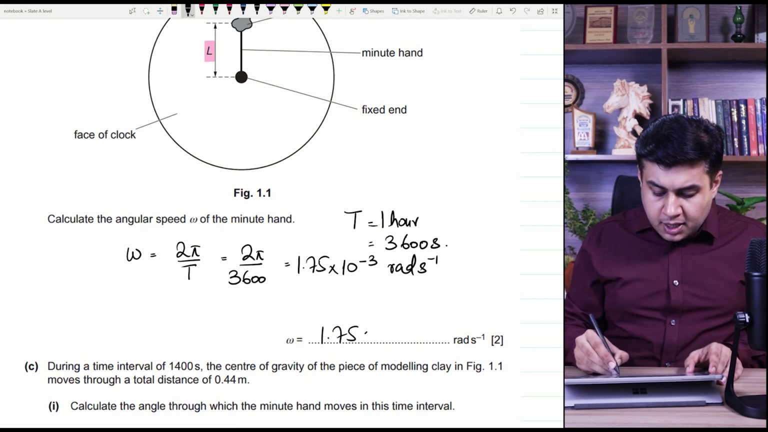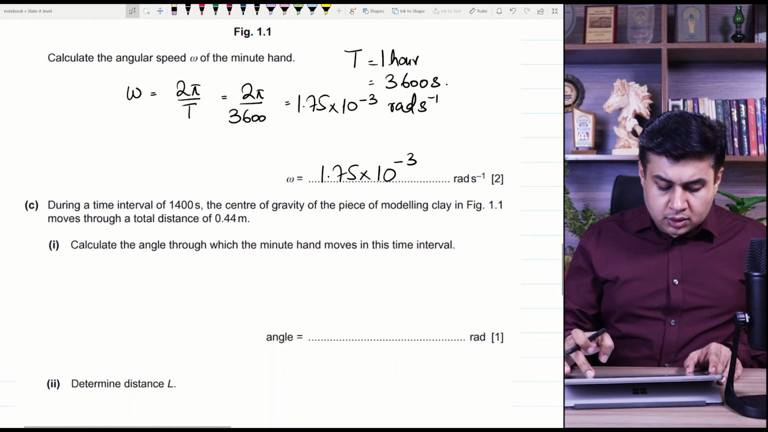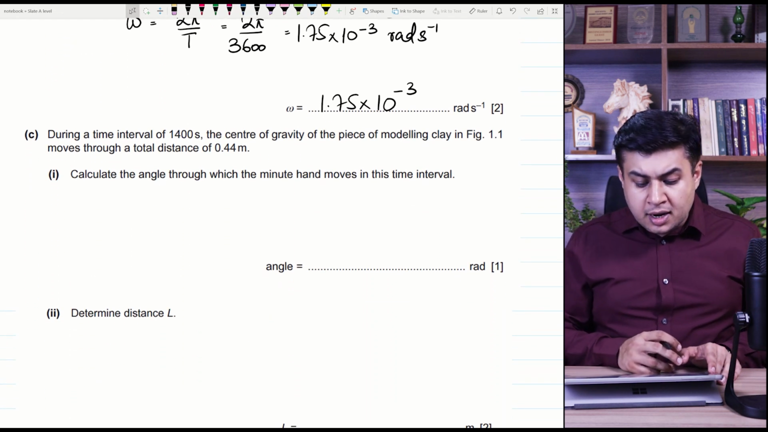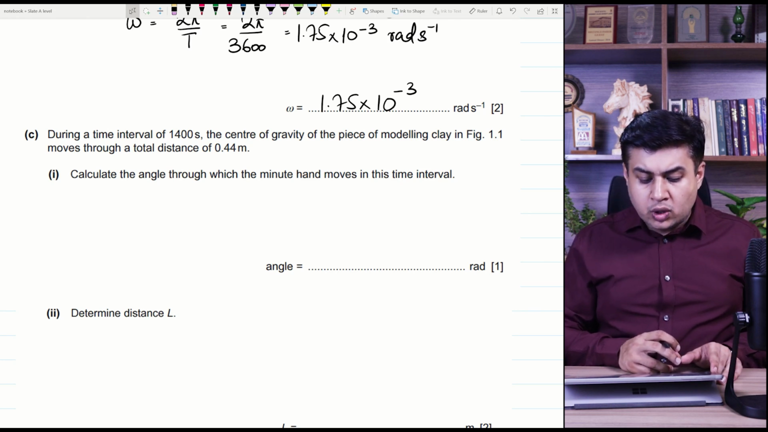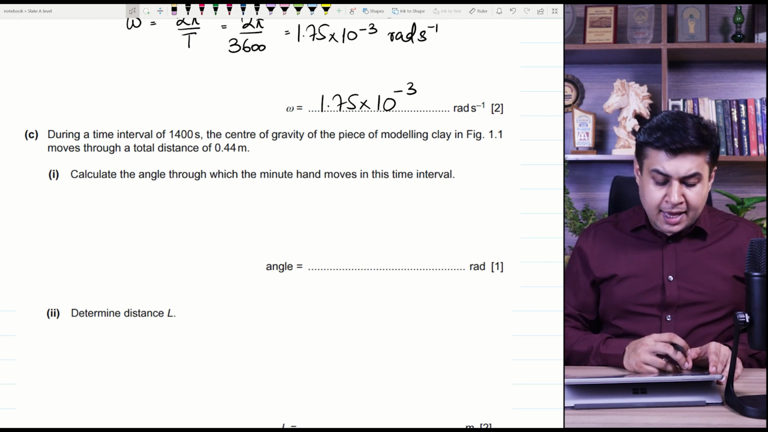1.75 multiplied by 10 raised to power minus 3. Okay, the next one. During a time interval of 1400 seconds, the center of gravity of the piece of modeling clay in figure 1.1 moves through a total distance of 0.44 meters. Calculate the angle.